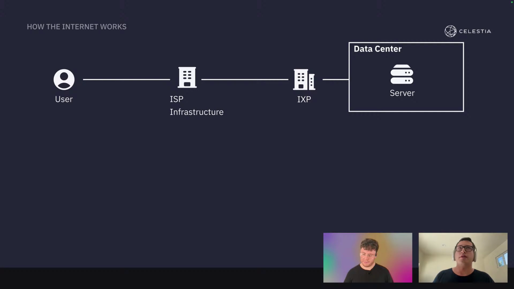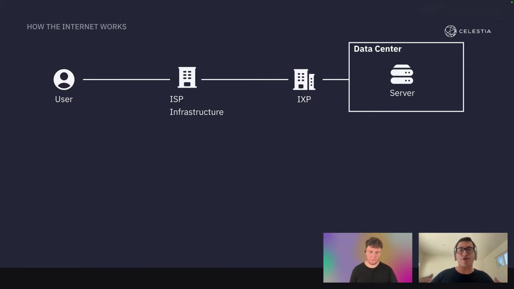So the way I like to think about the internet a little bit more in depth is that there's a user, and then the user is connected to an internet service provider. So in the United States, there's Verizon, AT&T, Comcast, etc. These are internet service providers, and they bring internet to your home. And so what happens is you connect to your internet service provider, and then there's many different internet service providers, and all of these connect at what's called an internet exchange point.